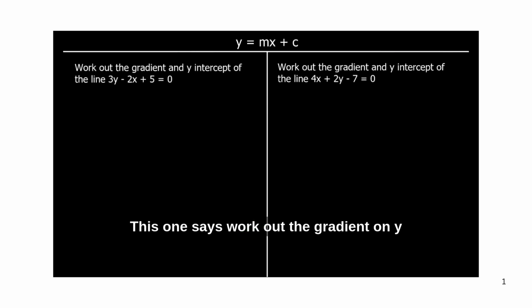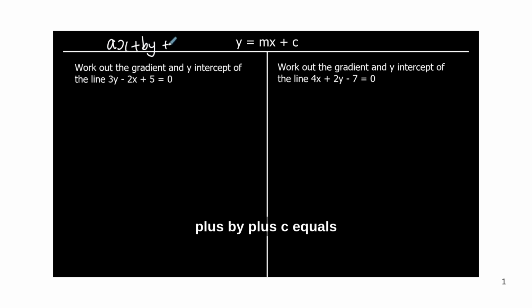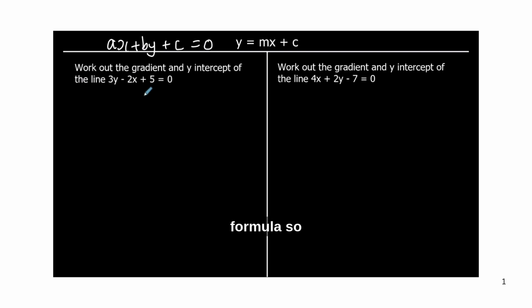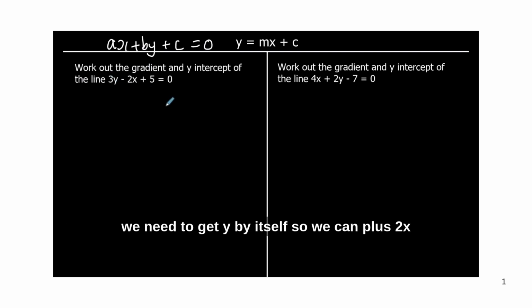This one says work out the gradient and y-intercept of the line 3y minus 2x plus 5 equals 0. So this line is in a different form. It's not in y equals mx plus c. You sometimes see the form ax plus by plus c equals 0, where a, b, and c are all integers, they're all whole numbers. We need to rearrange it. That means make y the subject of the formula. So we need to get y by itself.